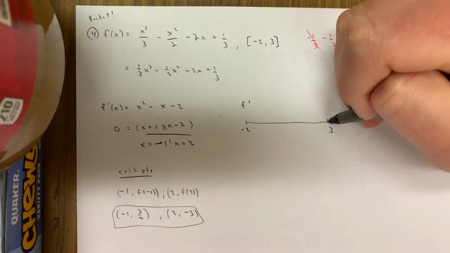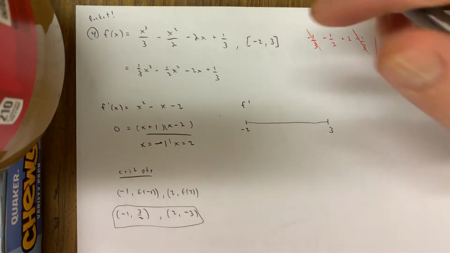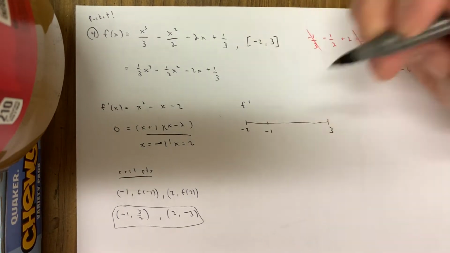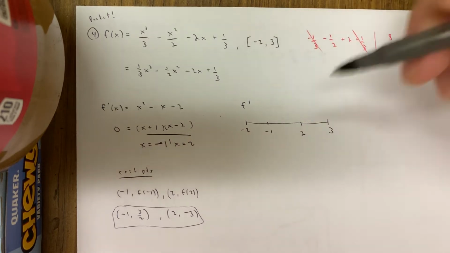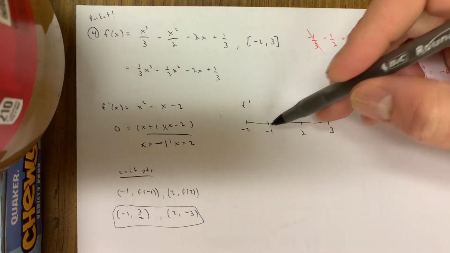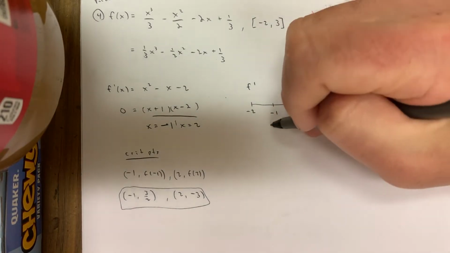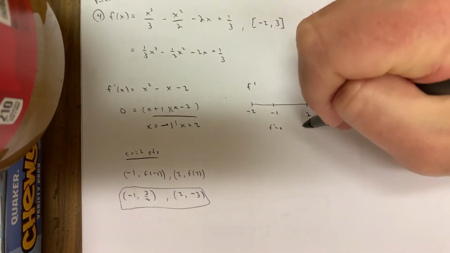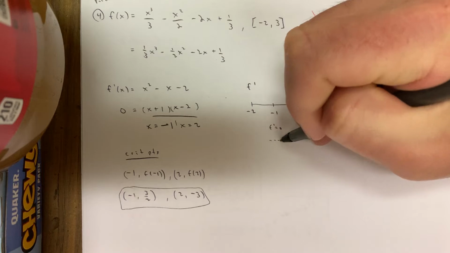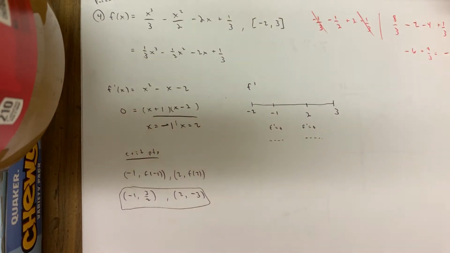Remember, put all critical x values on the f prime line. Put that negative 1 on there, put that 2 on there. Make sure you do it in the correct order. Don't be putting 2 here and negative 1 here. Be very, very careful with something like that. Those are both places where f prime equals 0, so f is going to have a horizontal tangent line right there. That's important information.